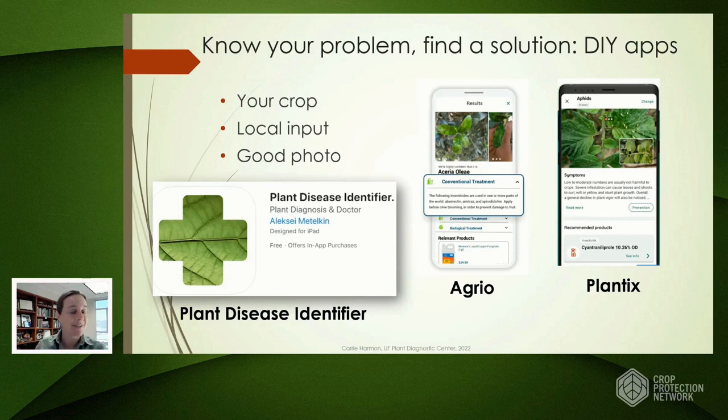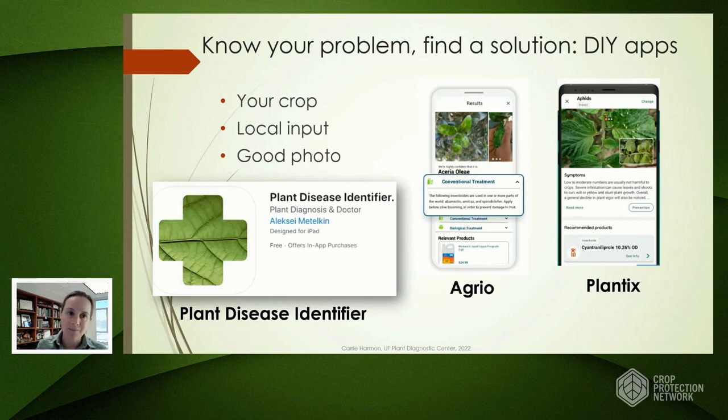Two, does the app focus on your type of crop or have a section that does? If it's mostly greenhouse crops and you're doing field stuff, it might not have the same application. Also, the images of the disease and the symptoms of the pests that you're dealing with might look really different out in the field than they would if the photo had been taken inside a greenhouse, for instance.